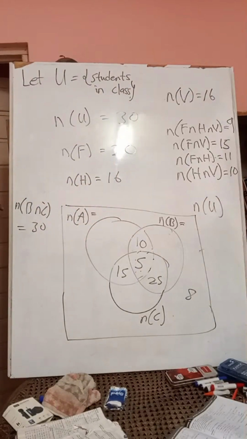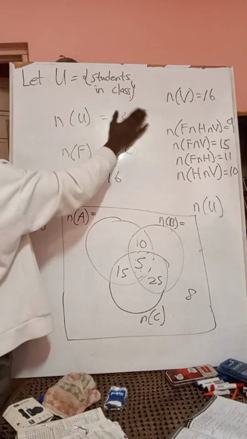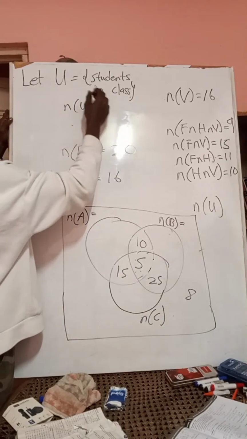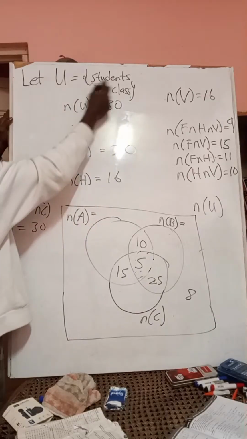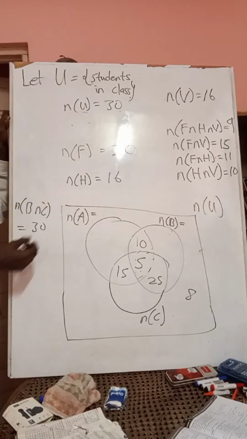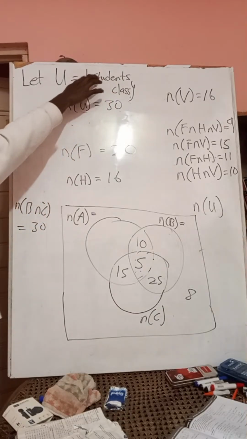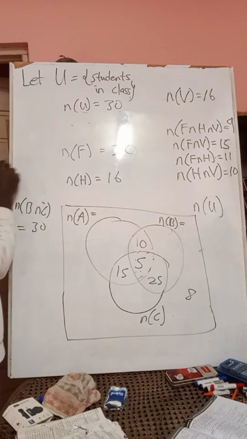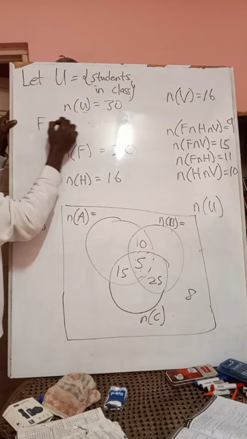After students in class, you write number of U equals this. Number of U equals 30. So here, this U is representing students in class. So number of students in class equals 30. Do you understand? You shouldn't write "the number of students" in the bracket; it should be students in a class.